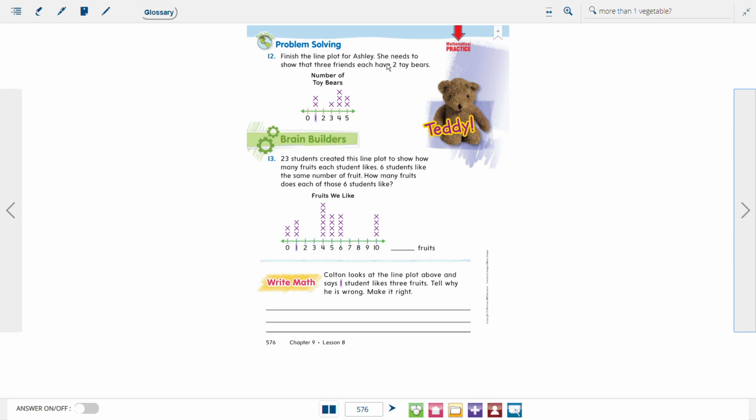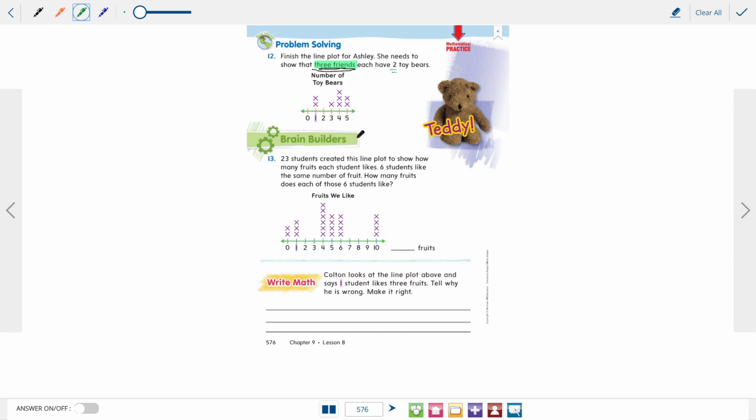Finish the line plot for Ashley. She needs to show that 3 friends each have 2 toy bears. So in that case, she's talking about friends. That means x's. Can you see? Let me highlight. Let me make the highlight in green. So when she asks for 3 friends, that means we want to draw 3 x's. But where? How can I know where? I will complete reading the question. Each has 2 toy bears.